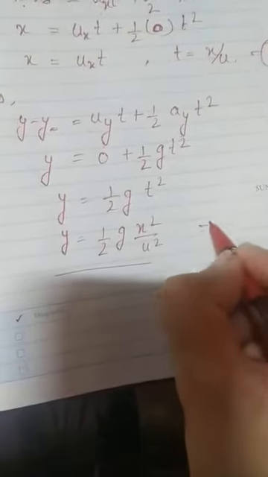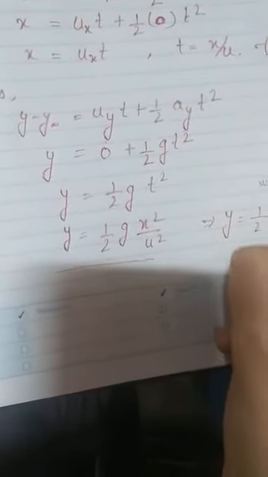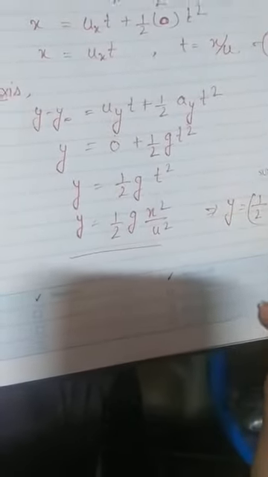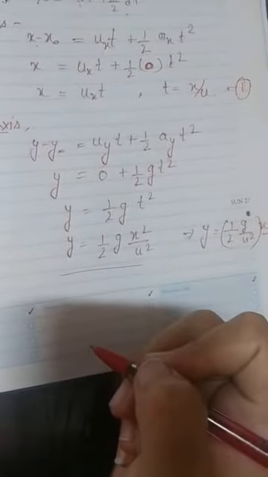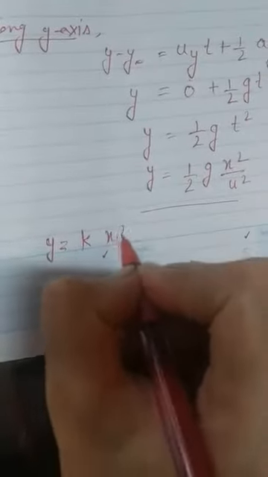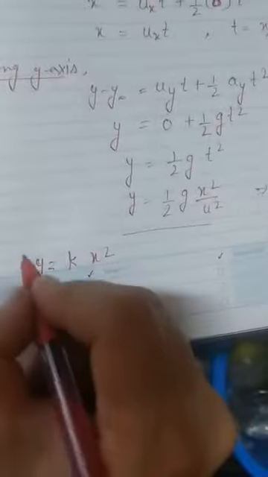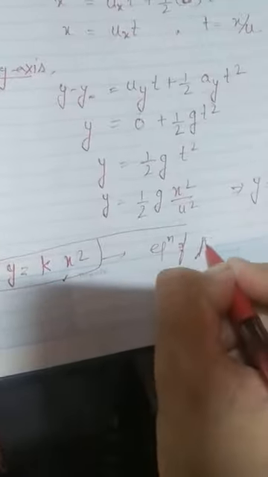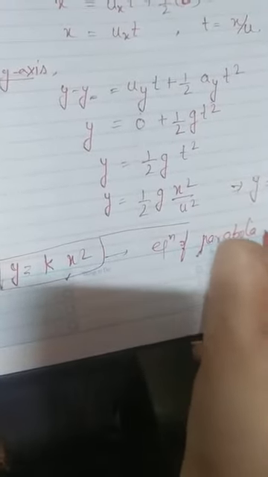There will be a relation between them, we can write y equal to 1 by 2 g by u square x square, that is the second equation. Clear now? Their path, from this relation, you can write, this is the constant term. Now from here we can write y equal to kx square. This is the equation of a parabola. So the path taken by this is a parabola.